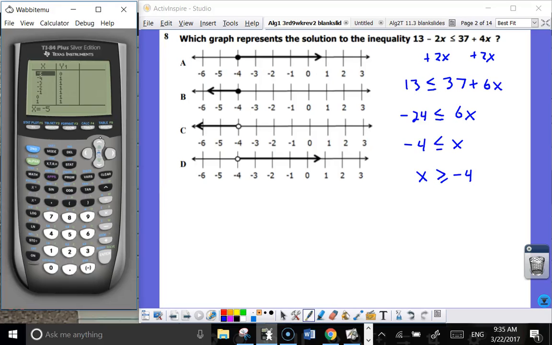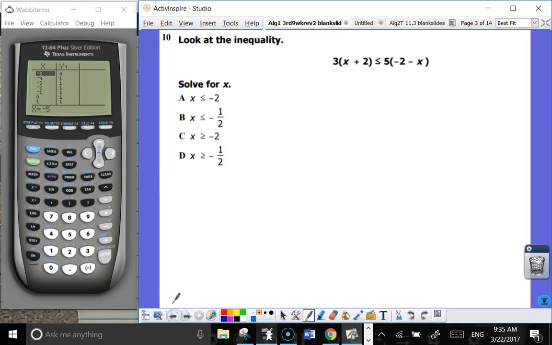Second math. It's called the test menu. So that was number 8. Try to do the same thing for number 10. You could put that whole inequality right there. Now this time your answers are not graphs, but you should be able to pick it out. Go to y equals and put this inequality.